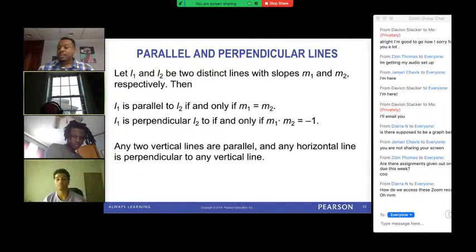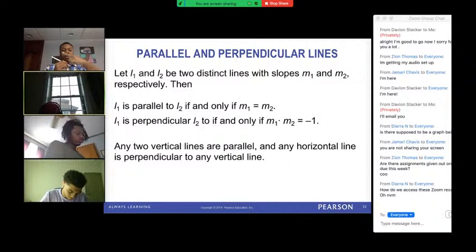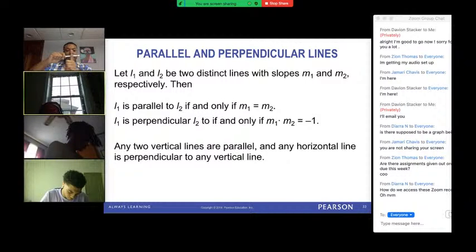We say that two lines are parallel if they have the same slope, and perpendicular means they have one slope times the second slope is going to be equal to -1. Parallel lines have the same slope but different y-intercepts, so they run side by side and they never touch. Perpendicular lines cross and make a 90-degree angle.